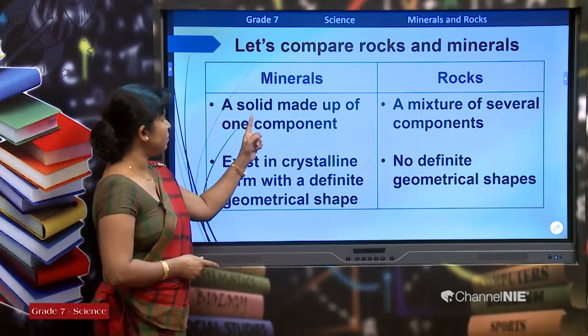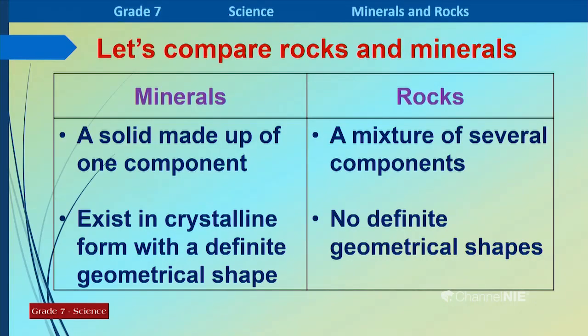Minerals, a solid made up of one component. Similarly, look at the other side, a mixture of several components. Then you can compare the minerals and rocks. Minerals, a solid made up of one component. It is different from rocks. Rocks are a mixture of several components. Then look at the second fact. Exist in crystalline form with a definite geometrical shape.